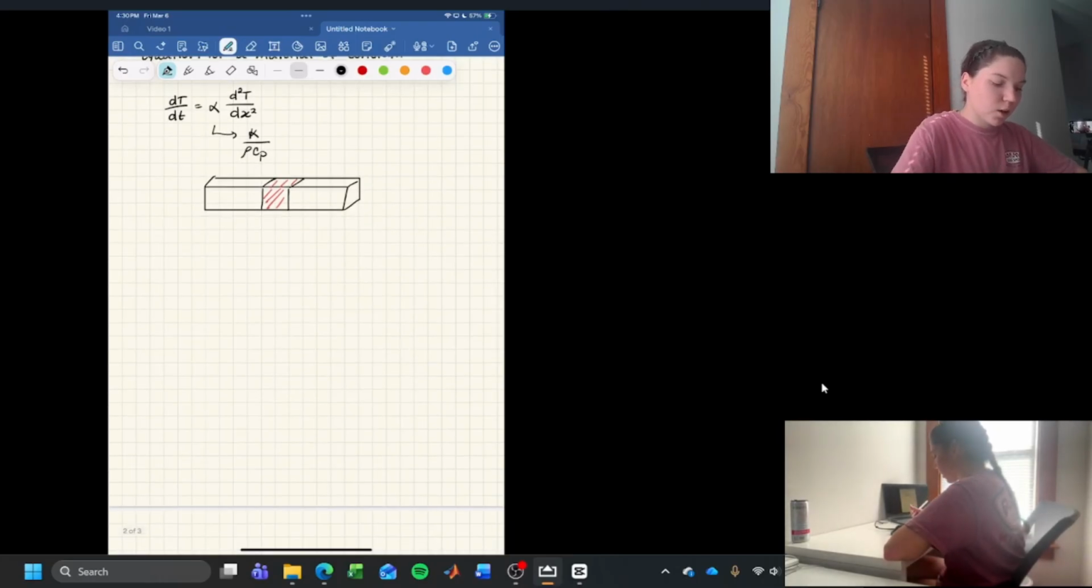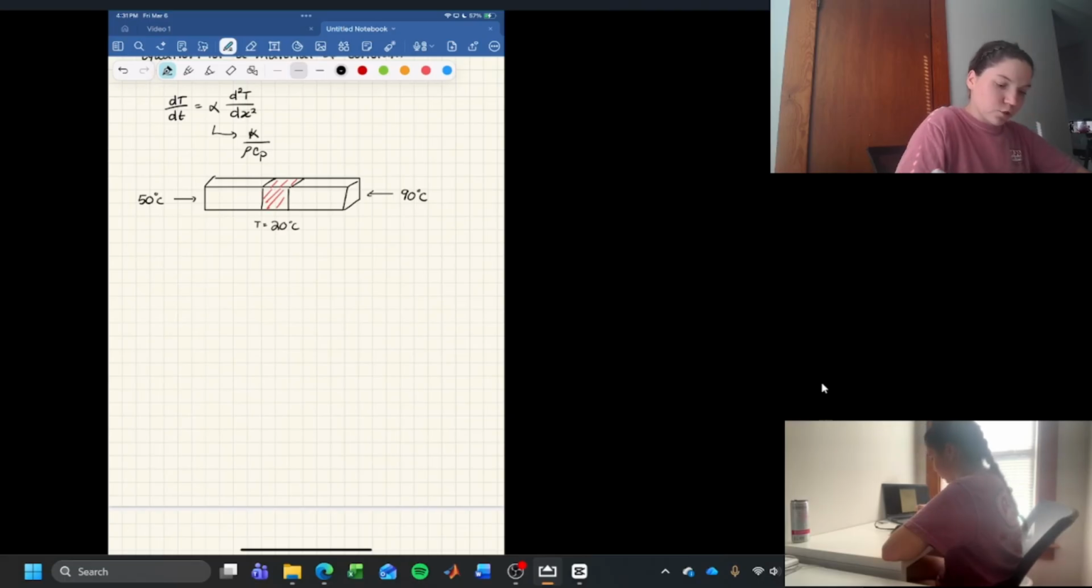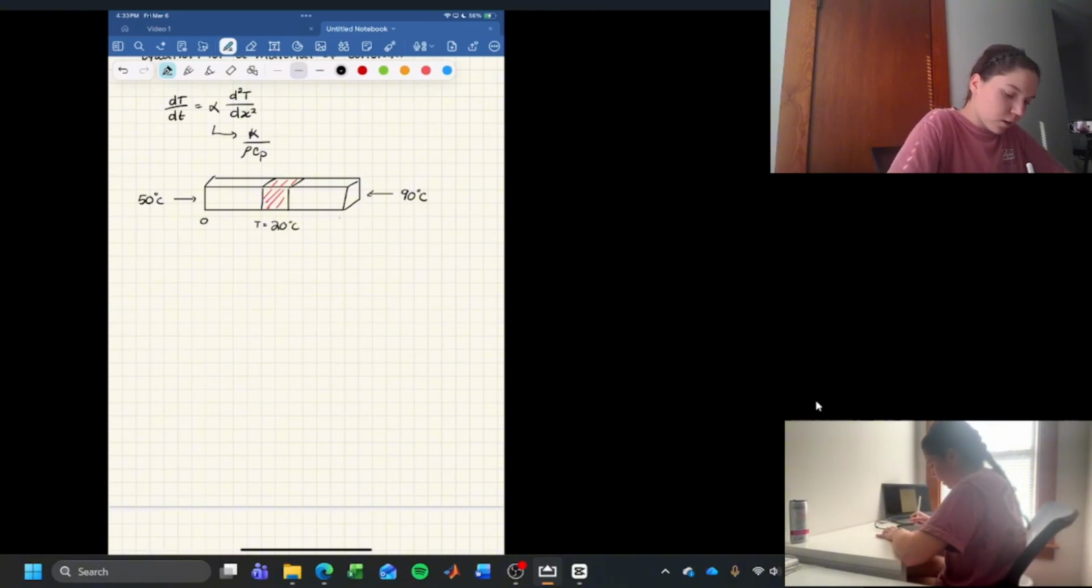So we can say that the entire rod is going to initially be at 20 degrees Celsius. And we can say that the left side of the rod is getting heated at 50 degrees Celsius, and then the right side is getting heated at 90 degrees Celsius, just for this example. Okay, so we can say that the length of this rod is from 0 to L. That's the position. So we can rewrite all of this information so we have it in terms of our initial condition and the boundary conditions.